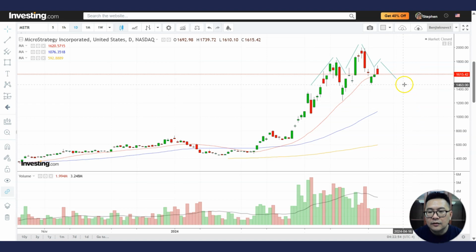Now, in the event that a head and shoulders pattern forms, there's a possibility that it might drop to the rising 50 MA. So that's something for us to consider and think about.